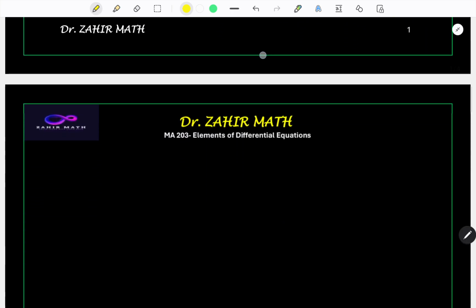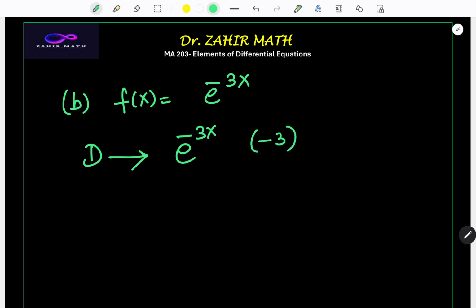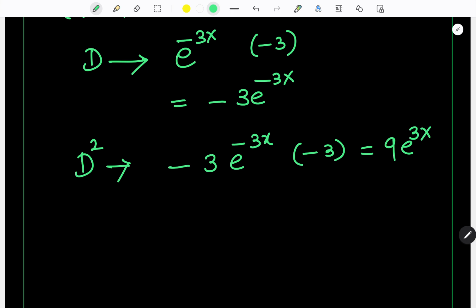Okay, right. Let's go to the next question, which is question B. B is f of x equals e power minus 3x. Let's start with the first differentiation. e power minus 3x times minus 3, which is equal to minus 3 e power minus 3x. The second differentiation, D square, is minus 3 times e power minus 3x times minus 3, which is equal to plus 9 e power minus 3x.